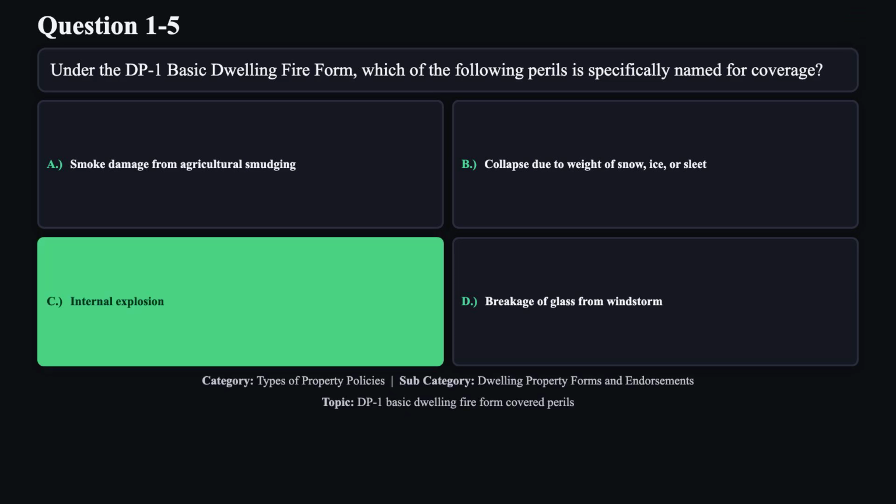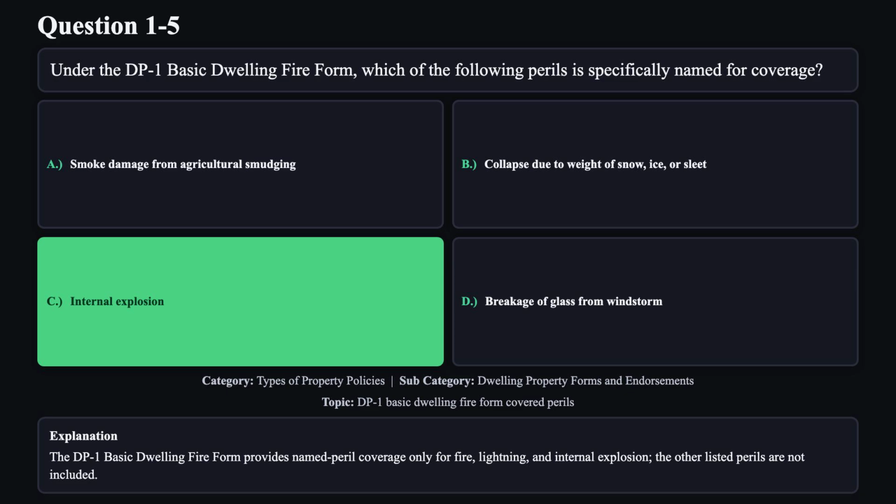The correct answer is C. The DP1 Basic Dwelling Fire Form provides named peril coverage only for fire, lightning, and internal explosion. The other listed perils are not included.